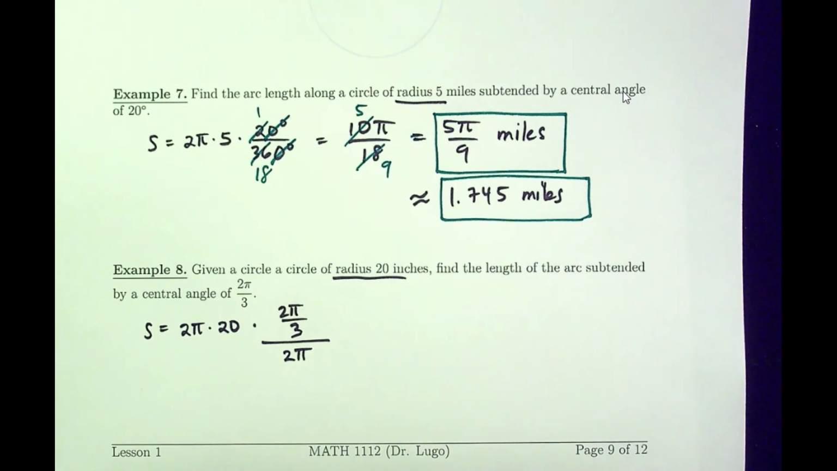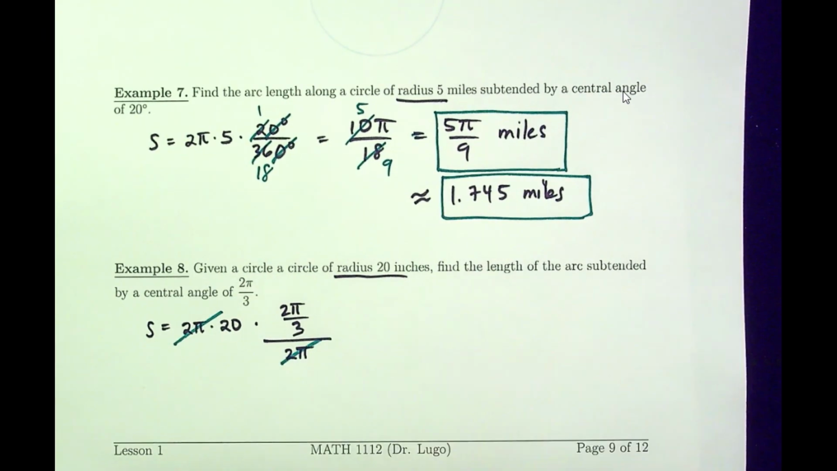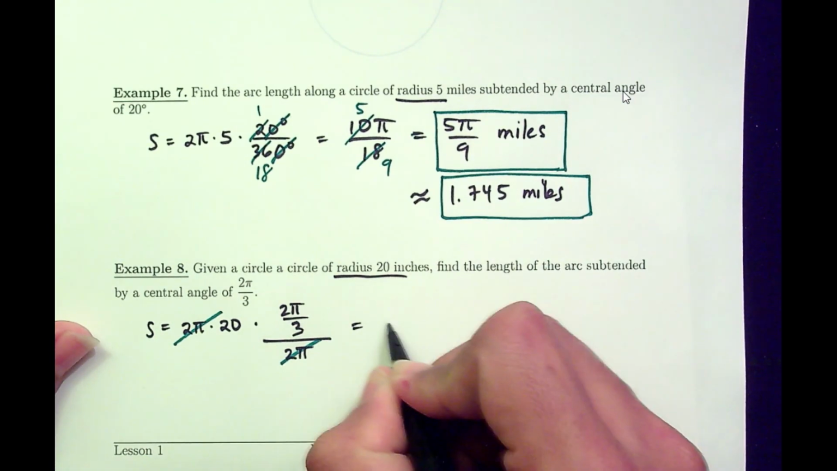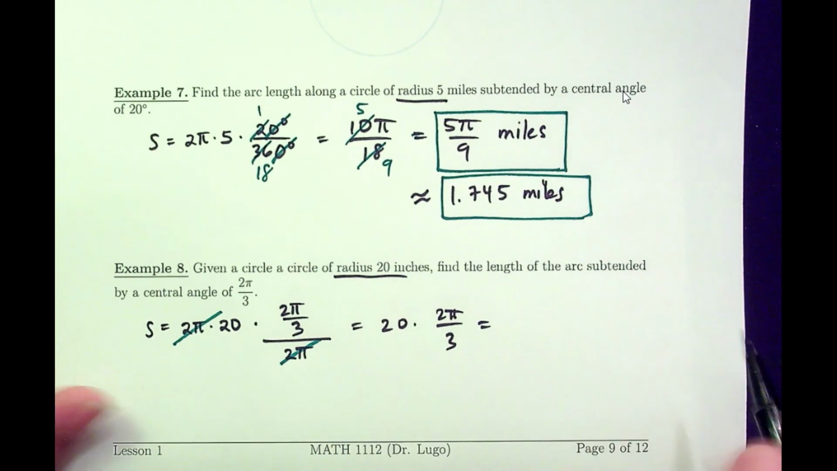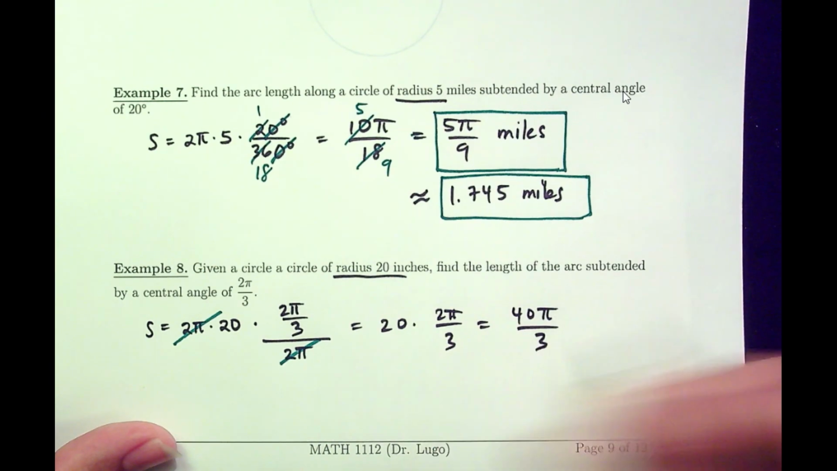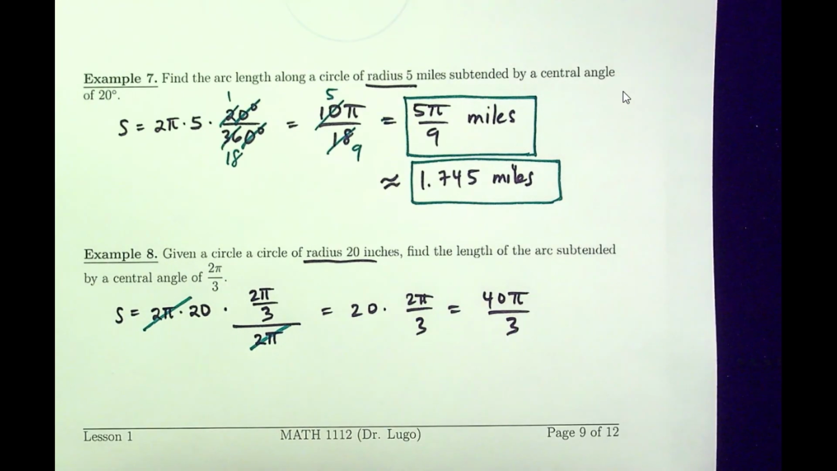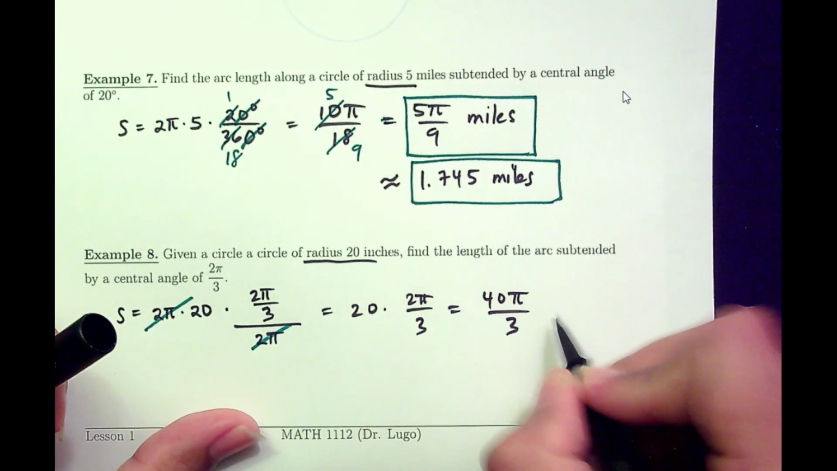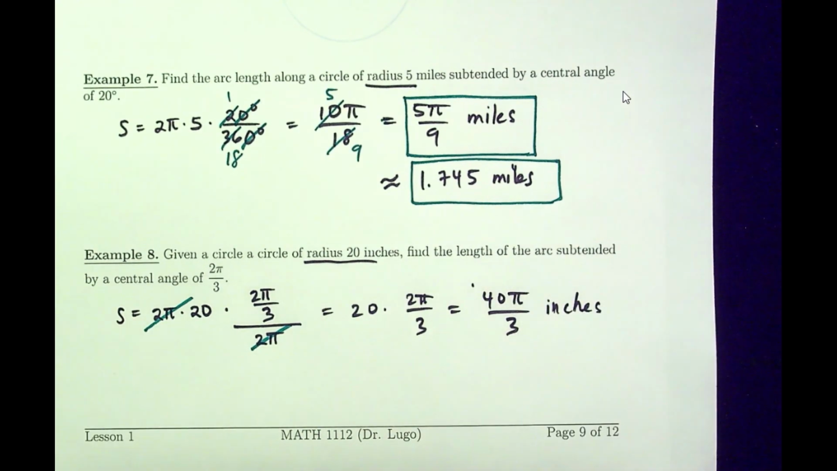And now we simplify this. Once we simplify, it will be over. We can cancel the 2 pi. So that's gone. So what we're left with is 20 times 2 pi over 3. Now multiplying across, this is 40 pi over 3. And that's it. There's nothing else we can simplify here. So the units are inches. The radius was in terms of inches. So that is the answer.